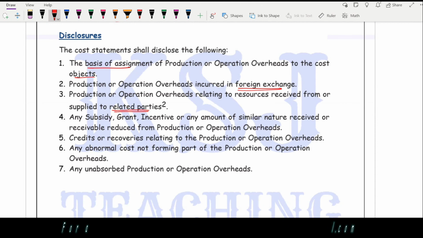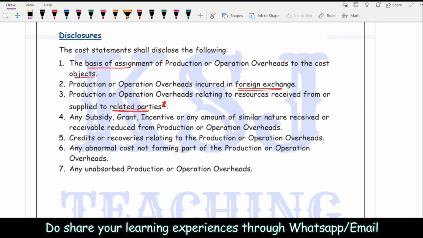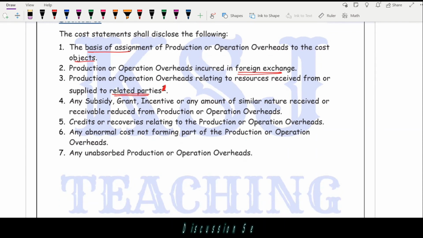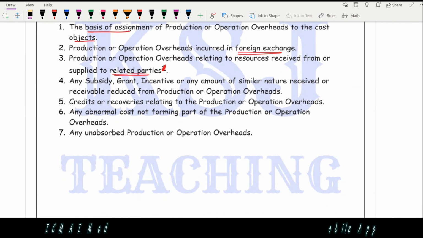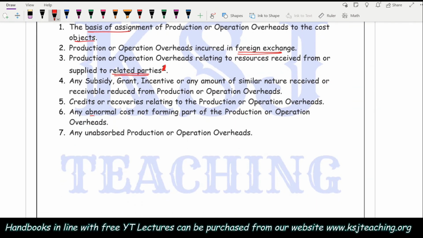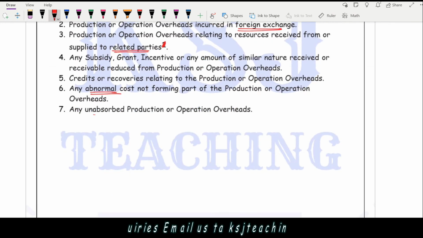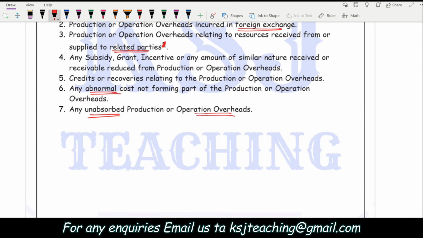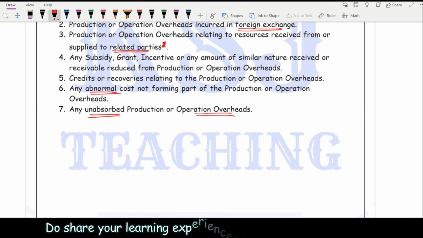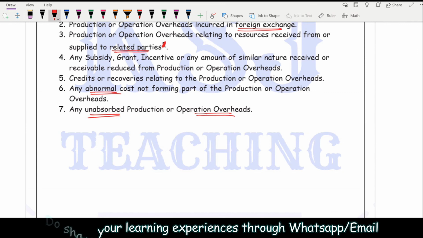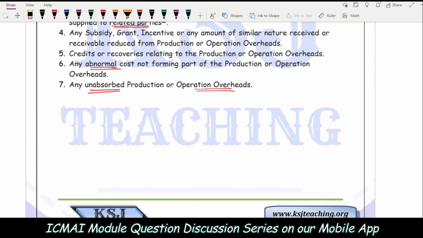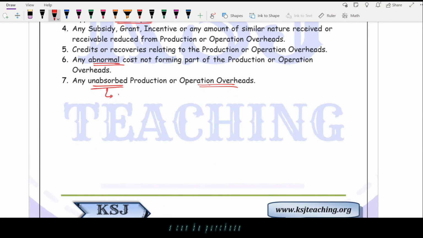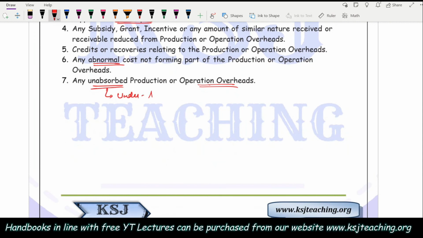Related party is any party that is known to you, right? Any subsidy, grant or incentive received, you have to mention that this is the subsidy that we have received. Credits or recoveries, you have to mention. Any abnormal cost not forming part of it, you have to mention. Any unabsorbed production overheads; we have studied in the chapter of overhead costing how to find out underabsorption or overabsorption. Unabsorbed is in case of underabsorption, right? This will come in case of underabsorption.